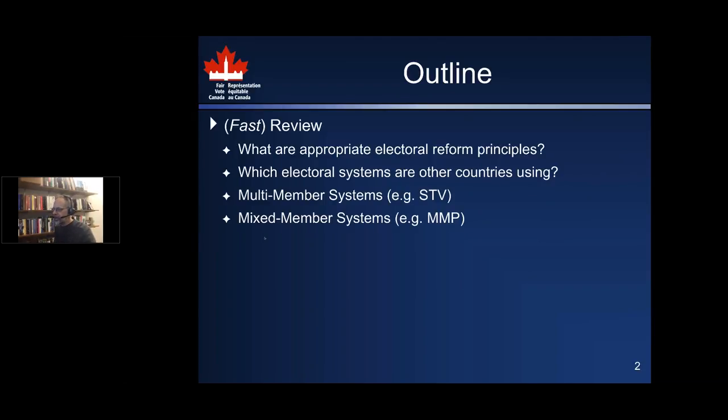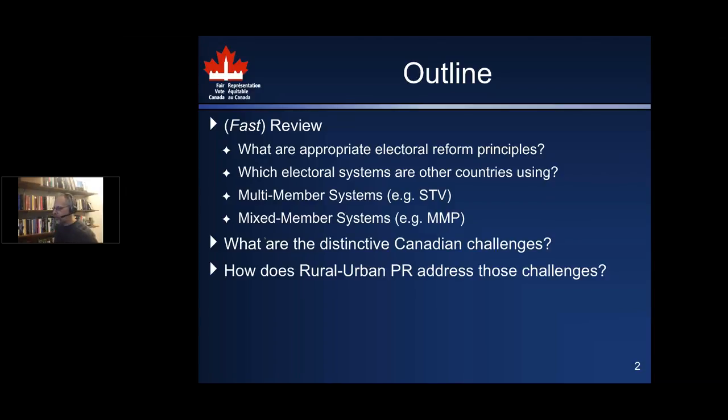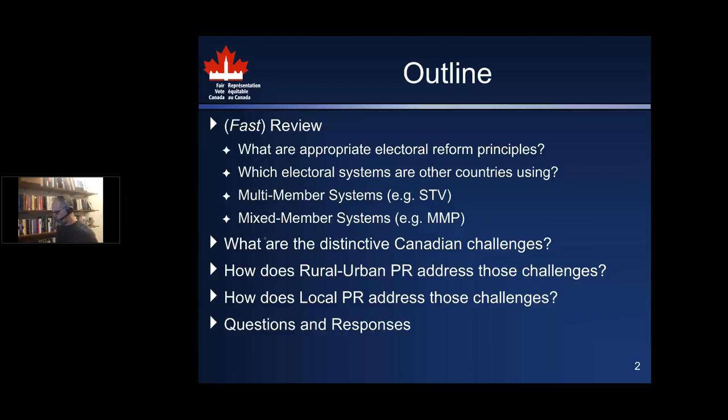So the outline for today is we're going to do a fast review of the stuff that we looked at in the previous two parts of this webinar. First of all, we'll look at appropriate electoral reform principles, which systems other countries are using. And for those of you that have been here for all three webinars, I know that's review, and we'll go really fast over that. Then we'll pick out the key points of multi-member systems and mixed member systems from the previous two webinars. And I'm doing that particularly because they are necessary groundwork for rural-urban and need at least a reminder, a refresher, before we dive into rural-urban. So we'll take a brief look at what the distinctive Canadian challenges are, and then look at rural-urban, local PR, and then pause for questions and responses.